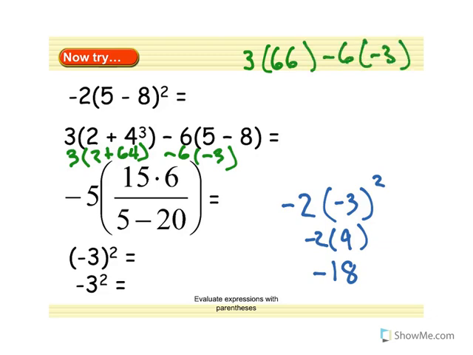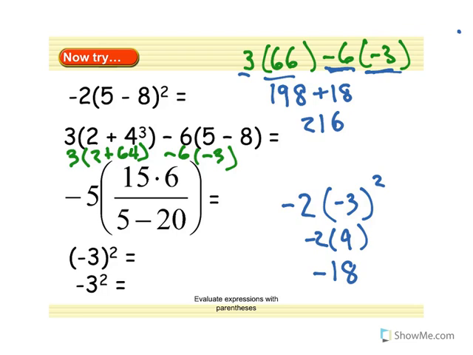Now this is one of those guys where I'm going to really reinforce what I was talking about earlier. This is 3 times 66. This is negative 6 times negative 3. I really don't want to see double signs. So 3 times 66 is going to be 198. Negative 6 times negative 3 is positive 18. And that's going to give me 216. Believe me, that's a lot easier than saying 198 minus negative 18.